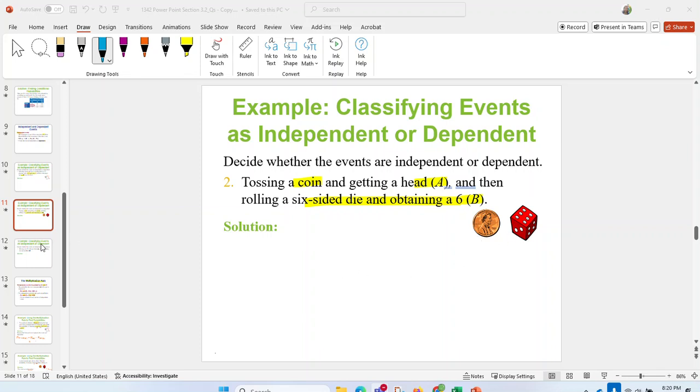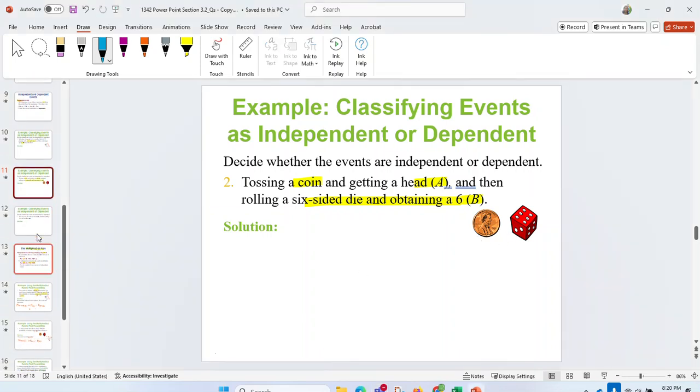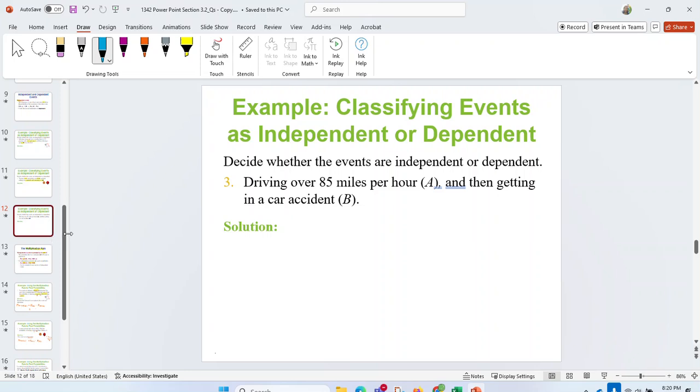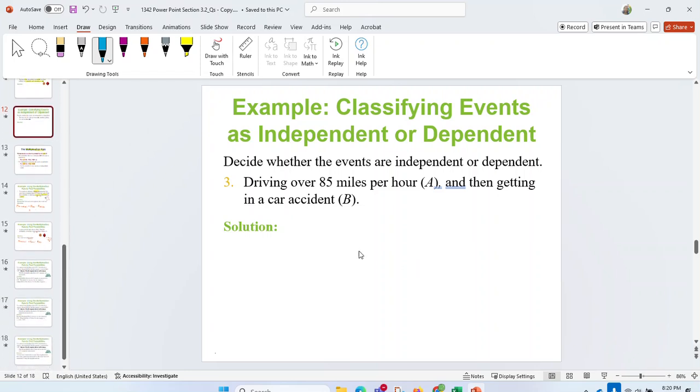All right. So why do we want to know dependent and independent? Because the way we calculate probability will be different. So those concepts you need to know.